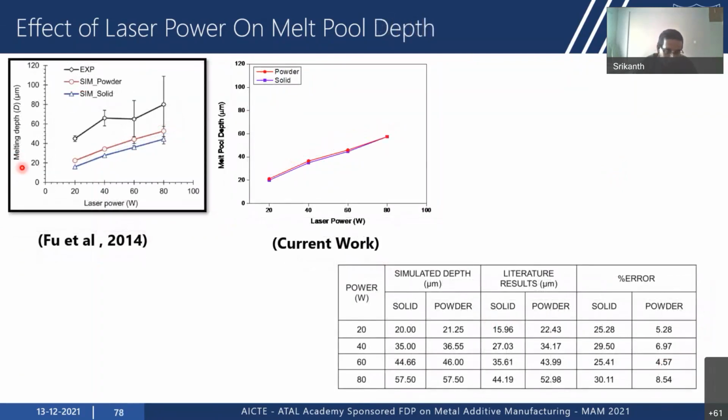So this is for the depth of the melt pool. Again, they plotted for solid, powder, and experimental work, and these are our results here. Again, you can see that there is good agreement with that reported by Fu et al. And the percentage error is lower.